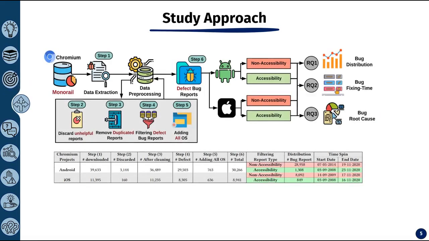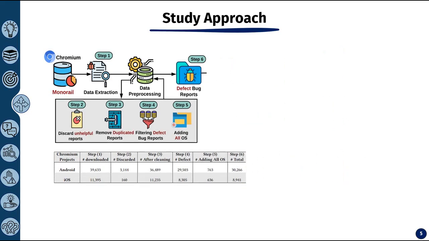Here is our study approach. This is the overall approach, but I'm going to take it piece by piece so you can understand how we go through it. So let's break it down. We have steps 1 to 6, which is the first part. First, we crawl the data from Chromium bug reports. After extracting the data, we move to data preprocessing. In data preprocessing, we have four stages. The first stage is discarding unhelpful reports.